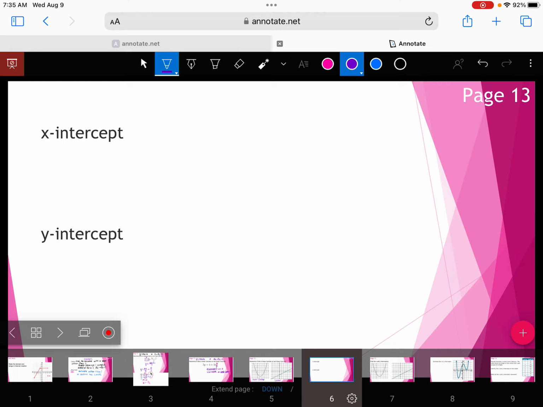Okay, so we're going to be looking at x and y intercepts. Stop doing my notes right there.